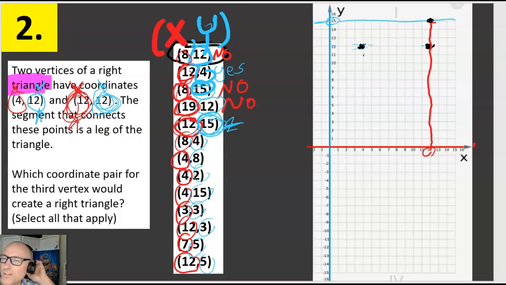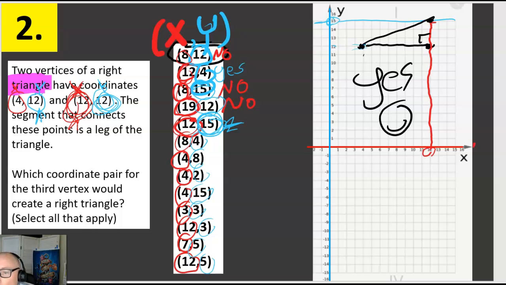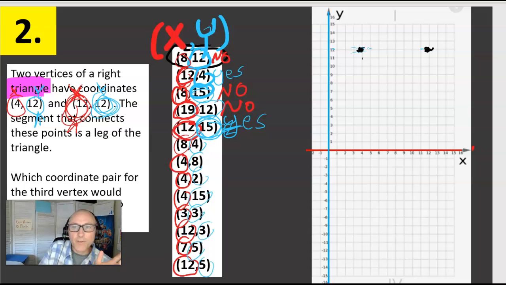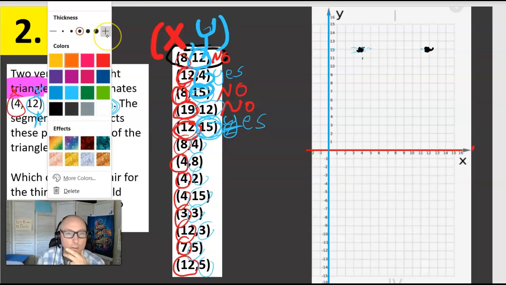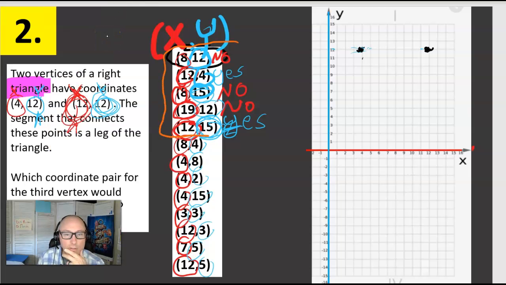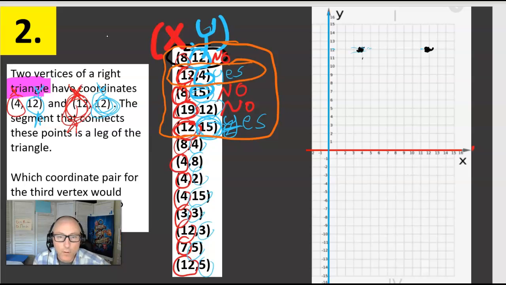What do you think about this one? Is it going to make a right triangle? So, have you picked up on any patterns yet of predicting which one of these will be and won't be? Looking at what we've done so far, from here to here, what do the ones that are yeses have in common? Here's a yes. Here's a yes.